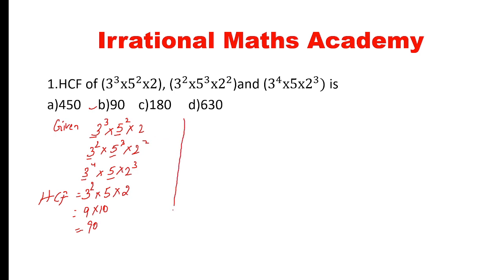Same thing, instead of asking HCF, if they ask you LCM, what you need to do? In case of LCM, no need to see for the common. What you need to see is the highest power you have to pick. So 3 highest power is what? 3 power 3, 3 power 2, 3 power 4. So 3 power 4. Next 5 power 3 and 2 power 3. So if you simplify, whatever the value you get, that would be the LCM.